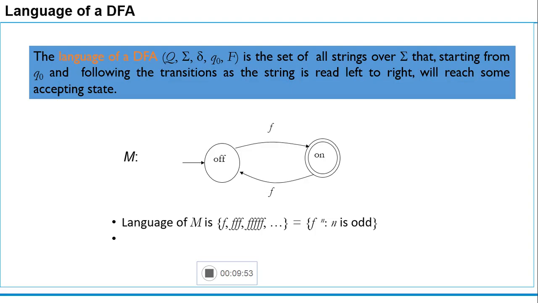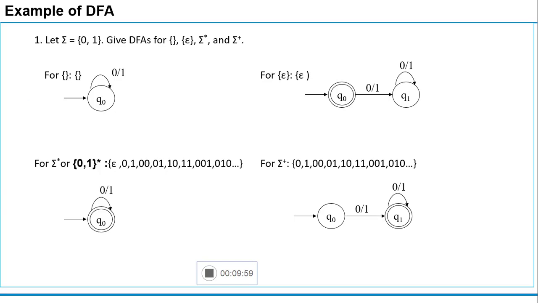We have the inputs F, and we have n, and n is odd. Okay, let's see some examples for the deterministic finite automata. The first example, you can tell it as an empty string. We are not going to read anything.